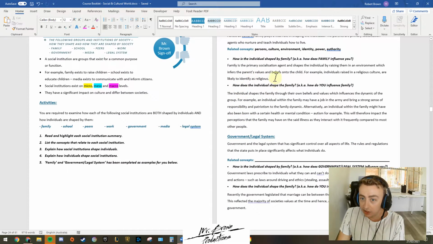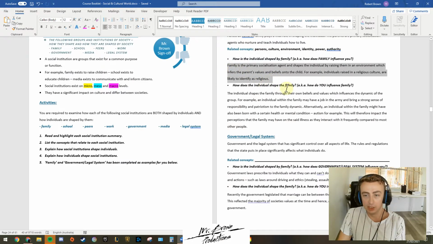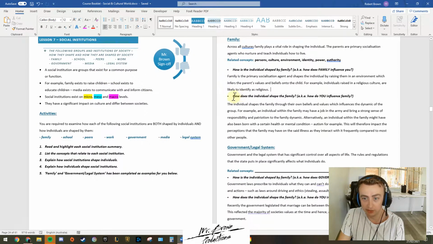And then, so these examples can be hypothetical. They don't have to be explicit, although they can be if you want. And then the second part of our syllabus dot point is, how does the individual shape the family? So for example, how do you shape the family? So the individual can shape the family through their beliefs and values, which influence the dynamic of the group.